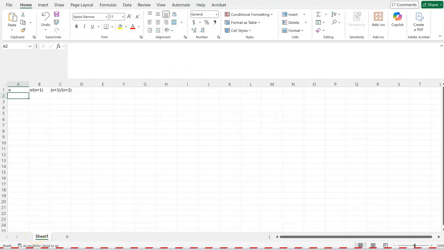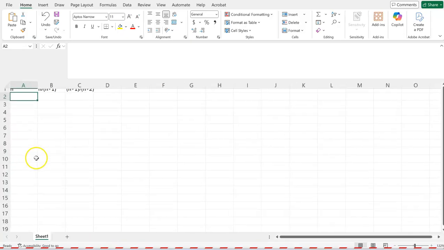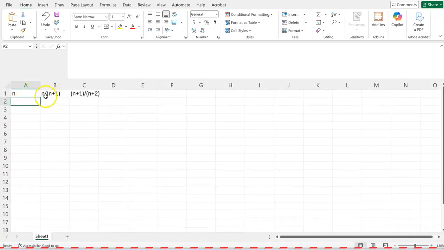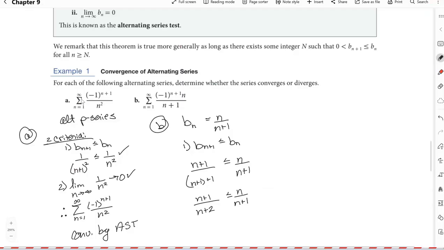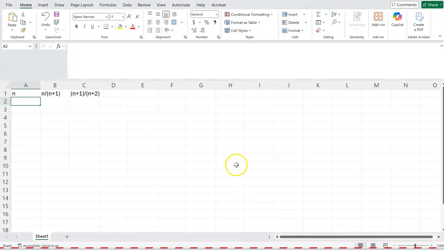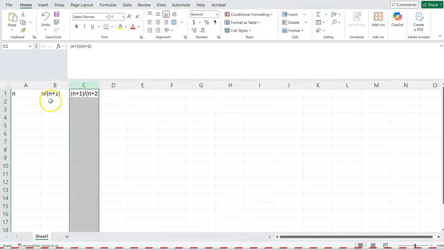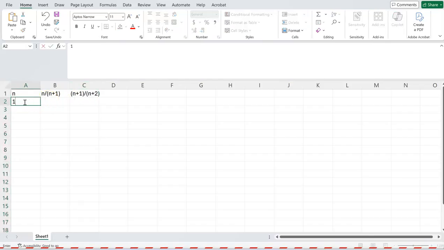So I'm just going to set up an Excel spreadsheet. I've got a column for n. This is n over n plus 1, and this is n plus 1 over n plus 2, which is what we had here. I want to know, is n plus 1 over n plus 2 less than n over n plus 1? So is this the smaller column? So I'm starting with 1, 2, and then I'm just going to add 1.